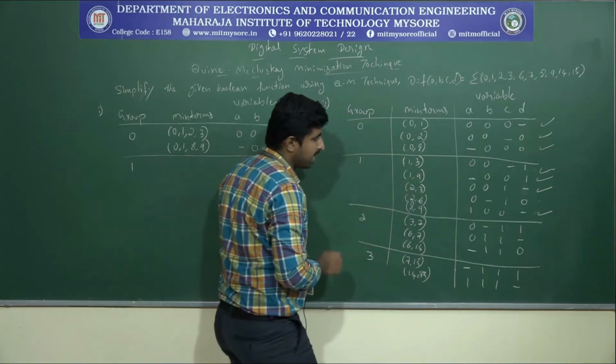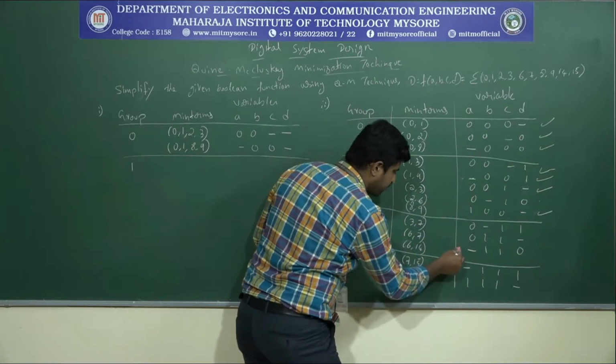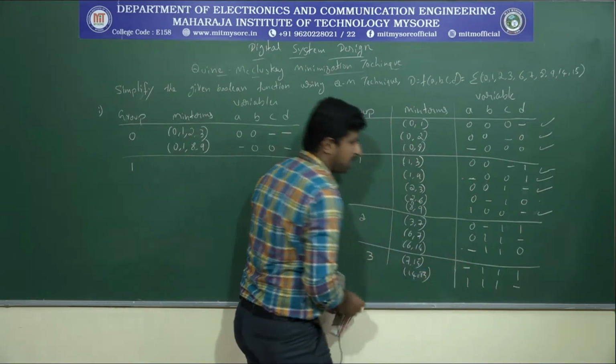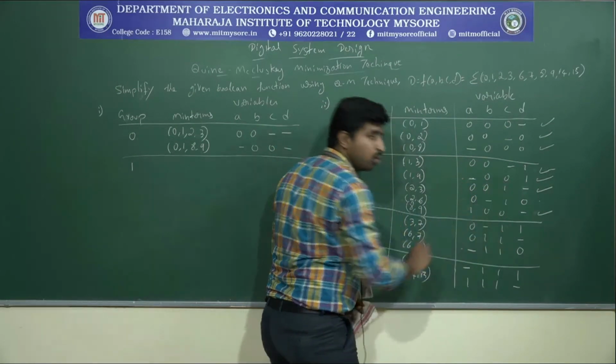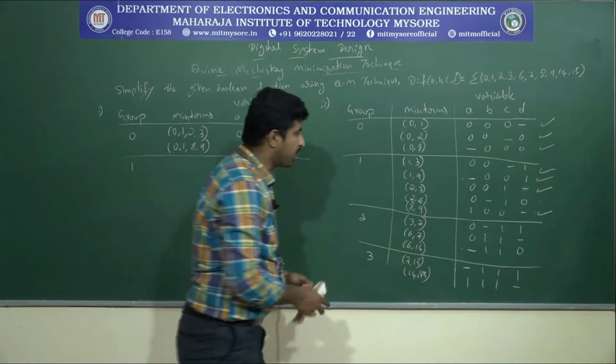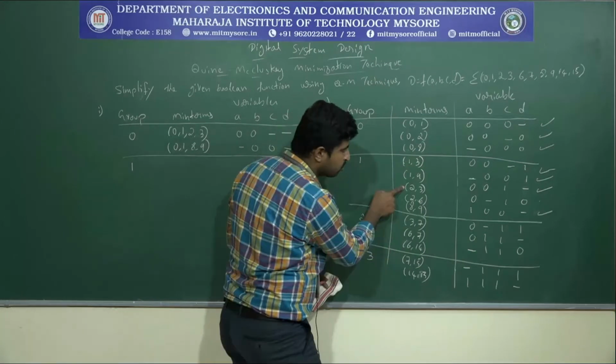Next 1, 9. This has a dash position, so we can compare 1, 9 with 6, 14. Let's compare dash dash 0, 1, 0, 1. Two variables have changed, so we are not able to group. Don't consider it. Next 2, 3.